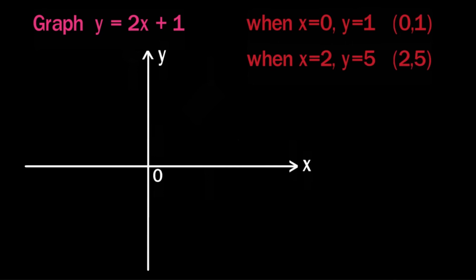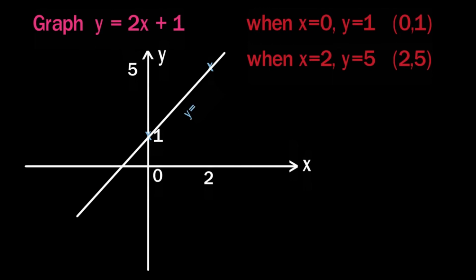Once you have 2 points, you can connect the dots. So when x equals 0, y equals 1, and when x equals 2, y equals 5. Once we have these two points, we can connect up the line, and we will have y equal to 2x plus 1.